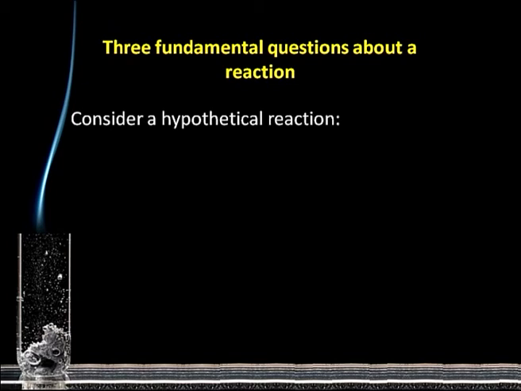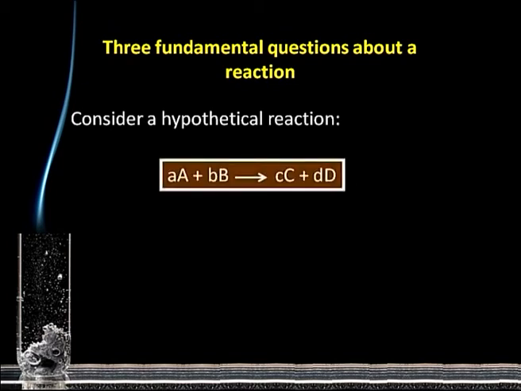When we talk about a chemical reaction, three fundamental questions come to our mind. Consider a hypothetical reaction: a moles of A plus b moles of B gives you c moles of C and d moles of D. What have we written? We have written a stoichiometric equation. We are interested in, say, product D. We write the equation, try to balance it, and now we know that if we carry out this reaction and it goes to completion, we are going to get d moles of D.